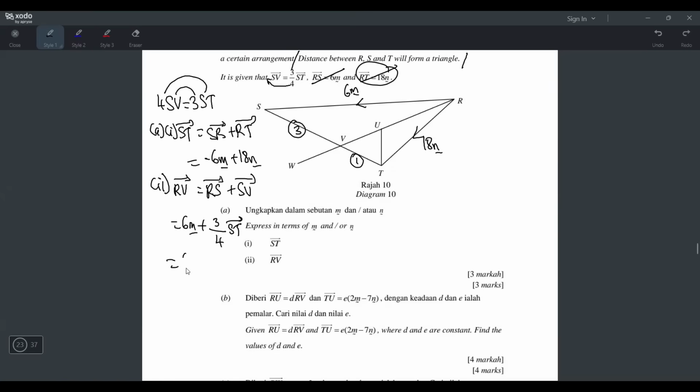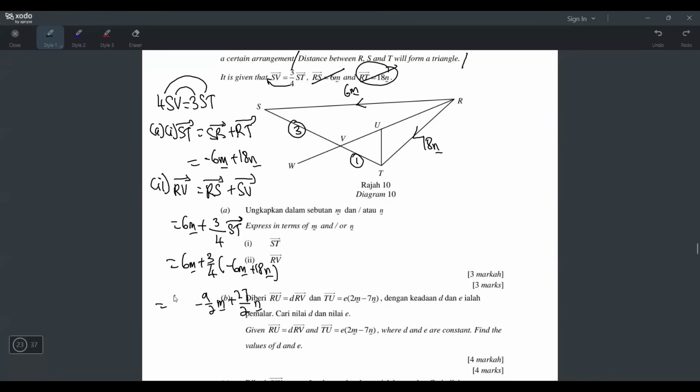And you have the vector ST. Yeah, the vector ST, you found it here already. So you just salin yang ni saja. Negative 6m plus 18n, just masukkan saja. Alright, now you can find your vector. Okay, 3 over 4 times negative 6 is negative 3 times 6, 18 over 4, 9 over 2m. And then 18 times 3 divide 4. Use calculator lah. Okay, 27 over 2. So you would just write 27 over 2n.